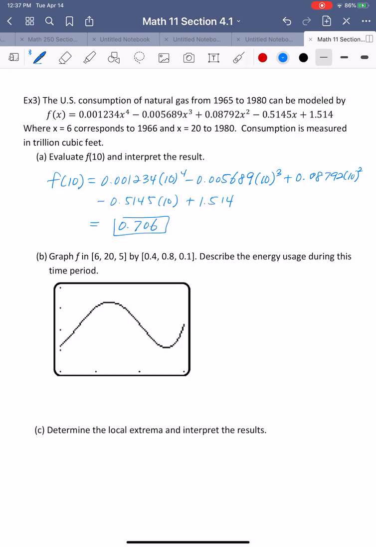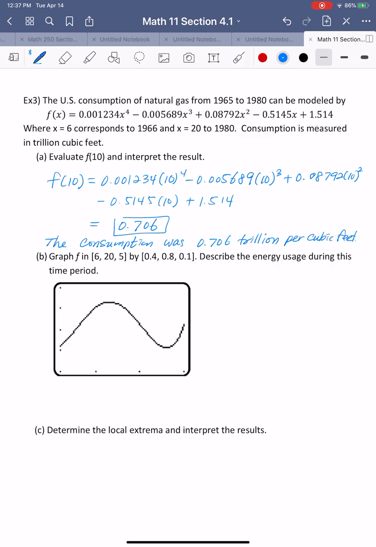So what does this mean? This means the consumption was 0.706 trillion cubic feet.